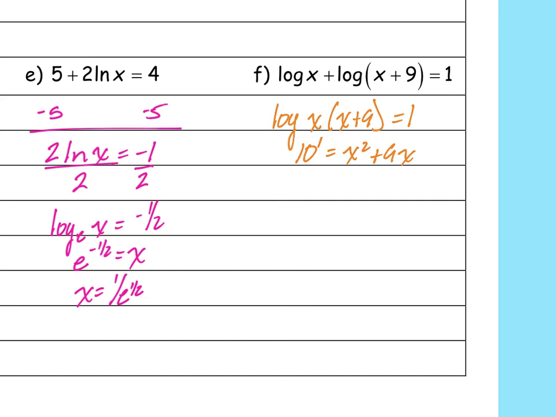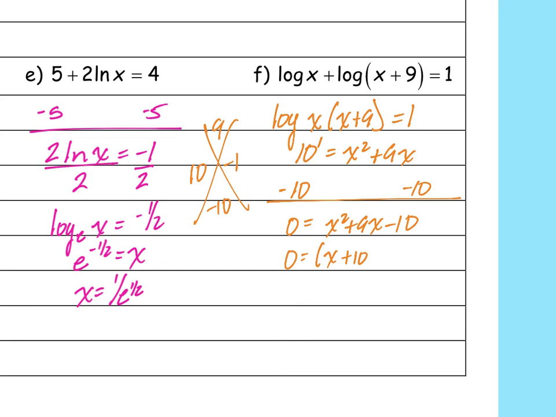So because I have an x squared and a 9x, I'm going to bring everything to the same side of the equal sign. So I'm going to subtract 10. 10 to the first power is just 10. So I've got 0 equals x squared plus 9x minus 10. So I need two numbers that multiply to be negative 10 and add to be 9. Well, that's 10 and negative 1. So 0 is going to equal x plus 10 times x minus 1, or x is going to equal negative 10 and positive 1.